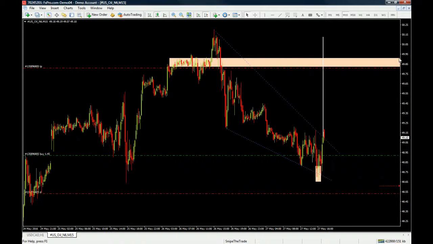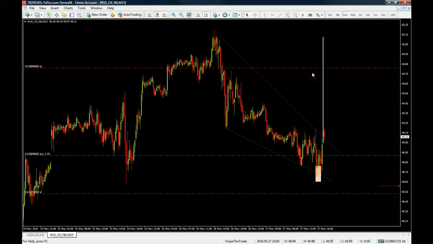But basically, guys, if you are looking to calculate your targets on your breakout trade, this is the way to do it. You go from the high to the low of the chart pattern, and you extrapolate it to the breakout zone.